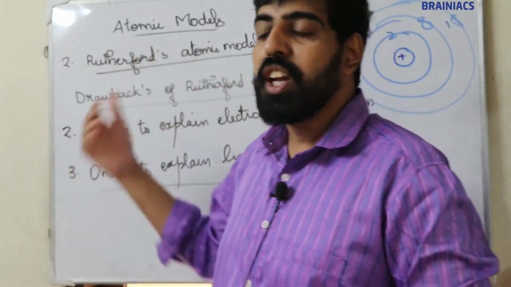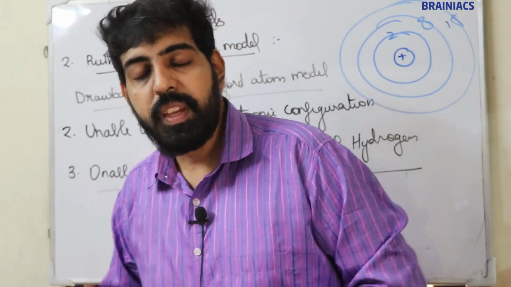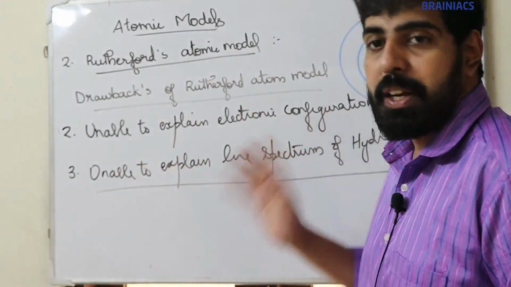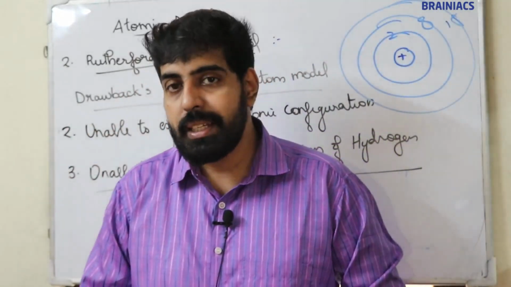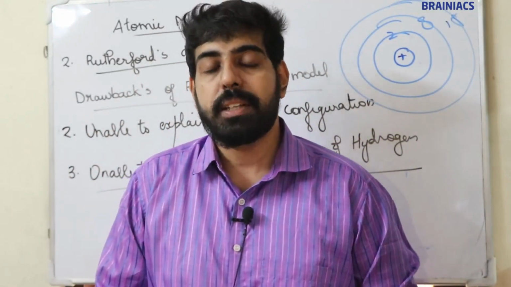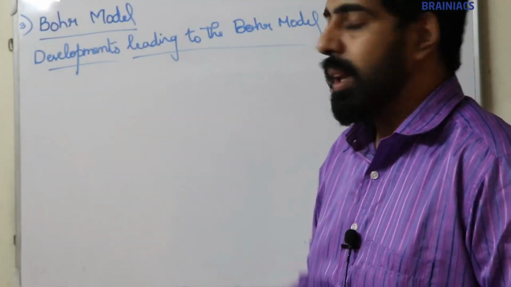At the time of Rutherford, he didn't know the exact electronic configuration of the atom. He was unable to explain the line spectrum of hydrogen, which I will discuss when we take Bohr theory. I think it's clear. These are the drawbacks of the Rutherford model. Moving on to the next topic, that is the Bohr model.